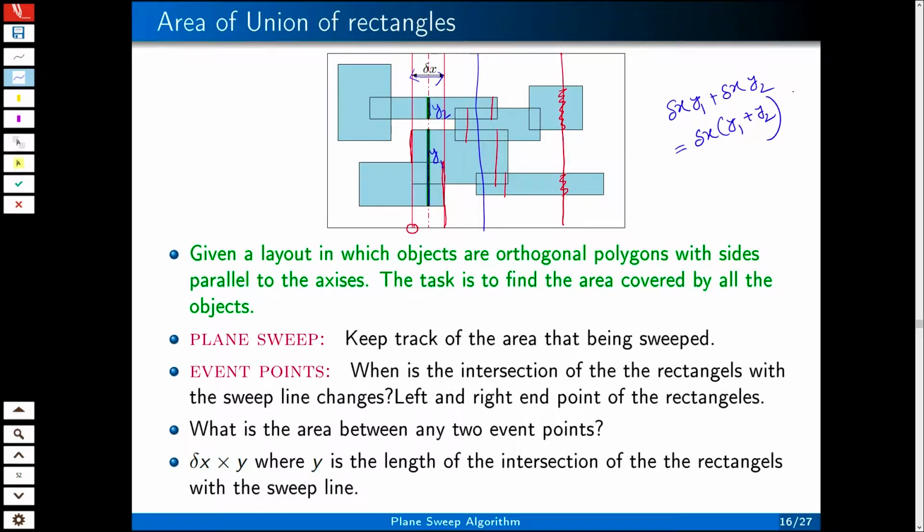So, what I will do, I will do the sweep line, somehow I know how to find out this y. How to find out y, we will see. If we know how to find out y, I will sweep lines, and if a new rectangle comes, then a new interval will be added to y, and if a rectangle is deleted, the interval will be deleted from the list of active intervals.